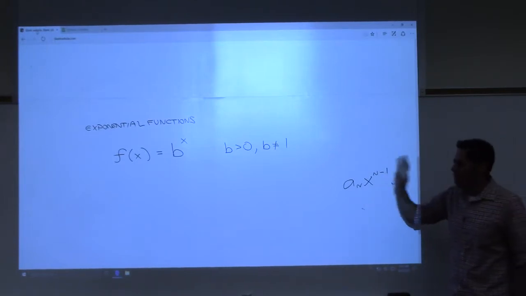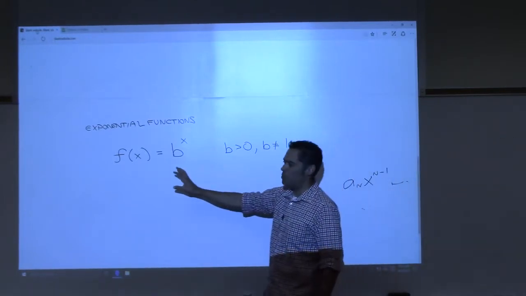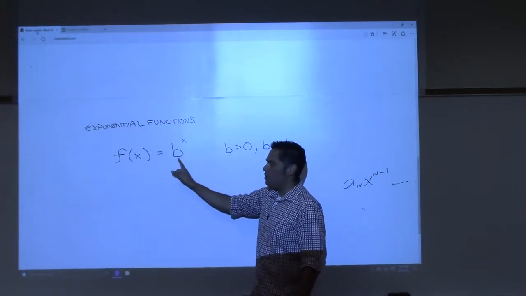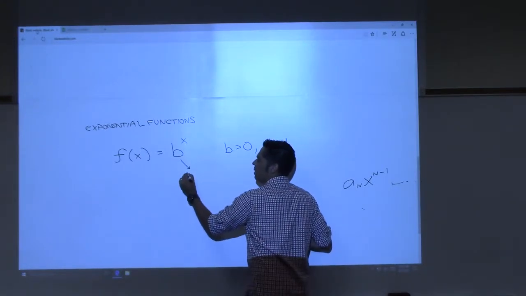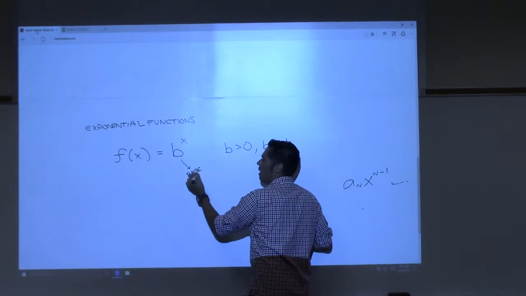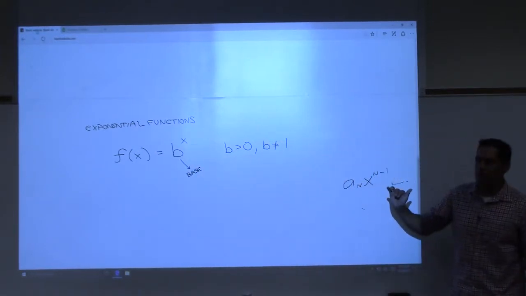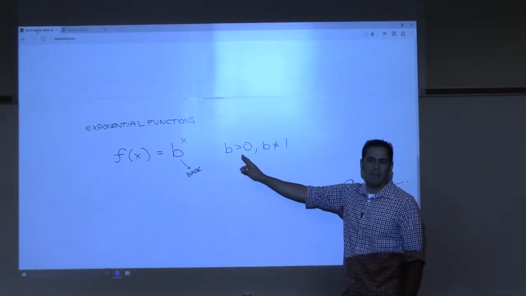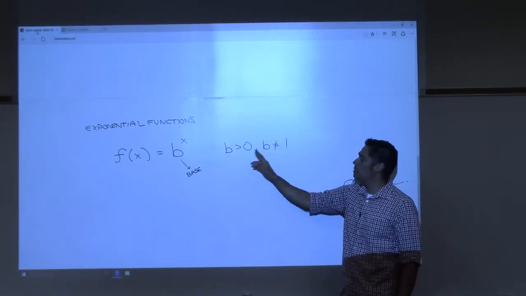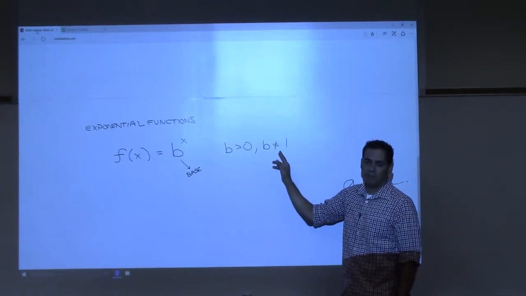Exponential functions are very, very clean as far as when you look at them. It's just some number, which we call the base, so that's why we're using b there, raised to your variable, x. Now there are some conditions on that base. The base has to be a positive number, and the base cannot be 1.